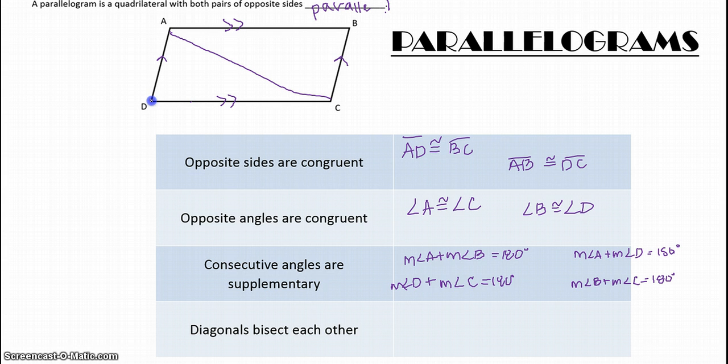apologize, I'm on a very shaky surface. And let's just go ahead and say they cross here at X. That first one I drew, that AC, gets cut in half by the second one. So that means that AX must be congruent to CX because it was cut in half right there. That would also be true for the other diagonal, so DX is going to be congruent to BX.